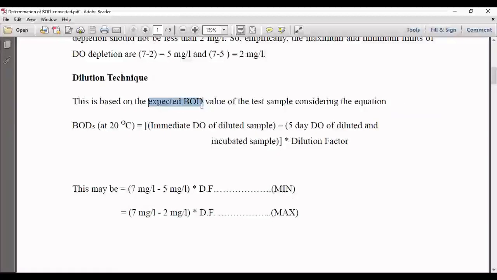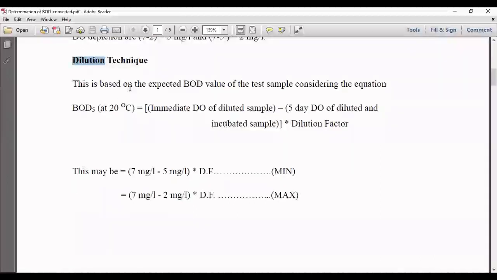Now, depending upon the expected BOD value, we are going to decide our dilution range, right? The expected BOD value will be telling us the dilution ratio or dilution factor that we are going to consider. So BOD5 at 20 degrees Celsius, the formula is like this: immediate DO of the diluted sample minus 5-day DO of the diluted and incubated sample. This entire thing is nothing but the DO depletion, and we'll have to consider some dilution factor. So DO depletion into dilution factor will give you the BOD5 at 20 degrees Celsius.